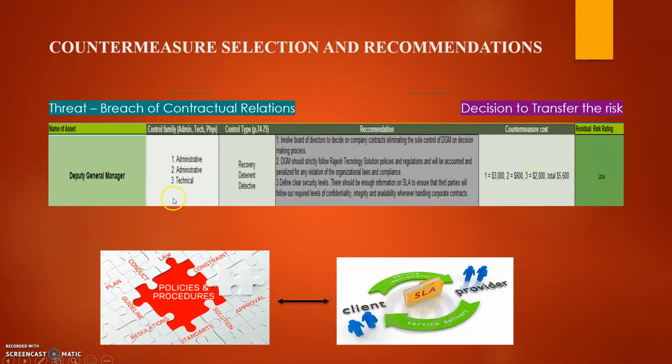The next asset is the deputy general manager, and with the threat of breach of contractual relations, we have decided to transfer this risk. The control family identified is administrative and technical. The recommendation is to involve the board of directors in deciding on company contracts, eliminating the sole control of the DGM on the decision-making process. We can also define various security labels, and there should be enough information in the SLA to ensure that third parties will follow our guidelines and required levels of confidentiality, integrity, and availability whenever handling corporate contracts. The countermeasure cost is $5,600, and the residual risk rating is low after deploying this recommendation.